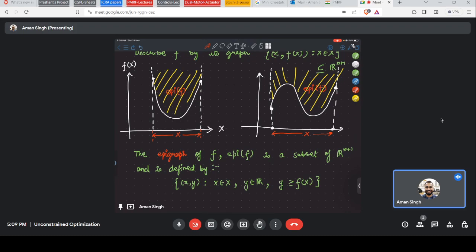Like the epigraph we have something called hypograph as well, which is below it. So this is the hypograph. Let's write it hypo(f).